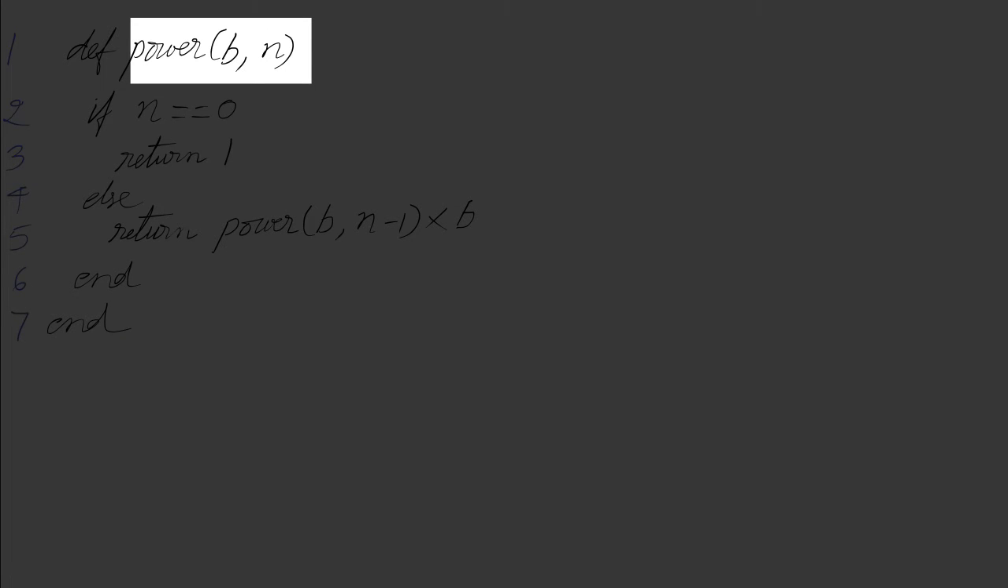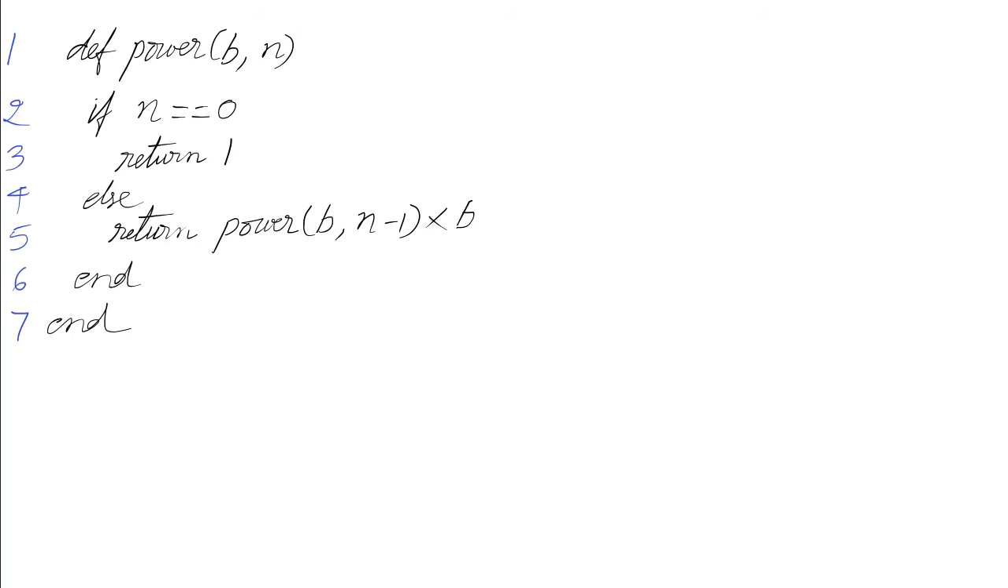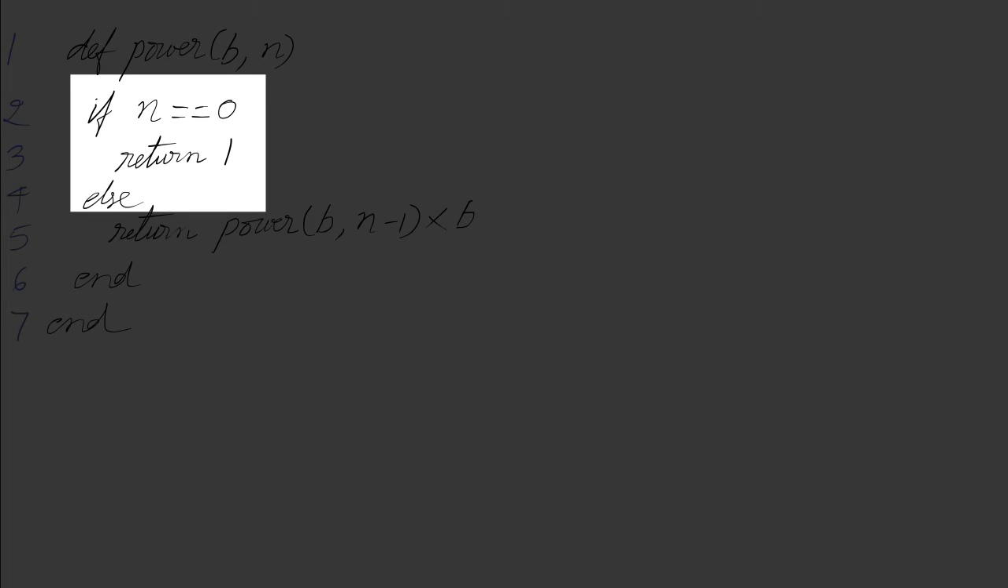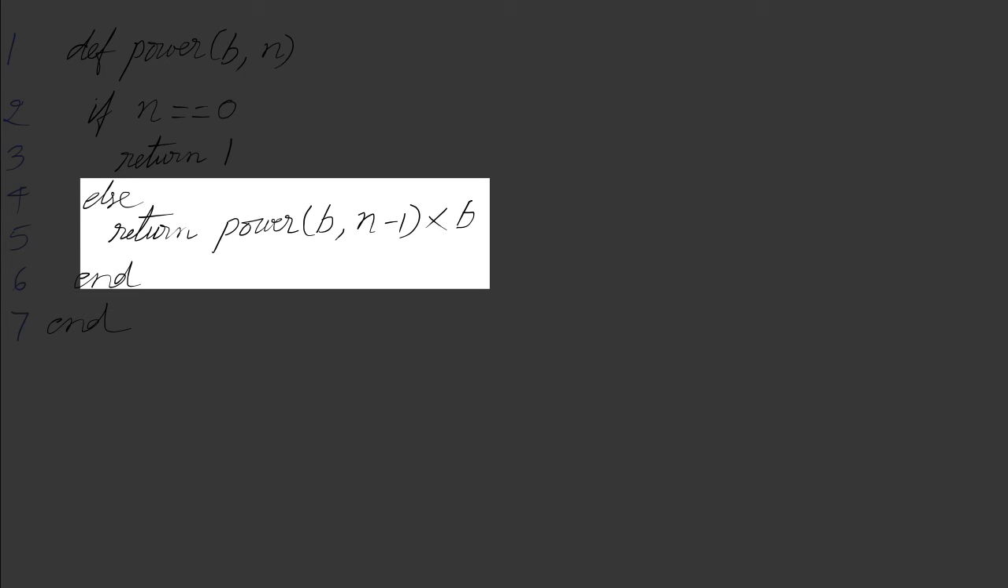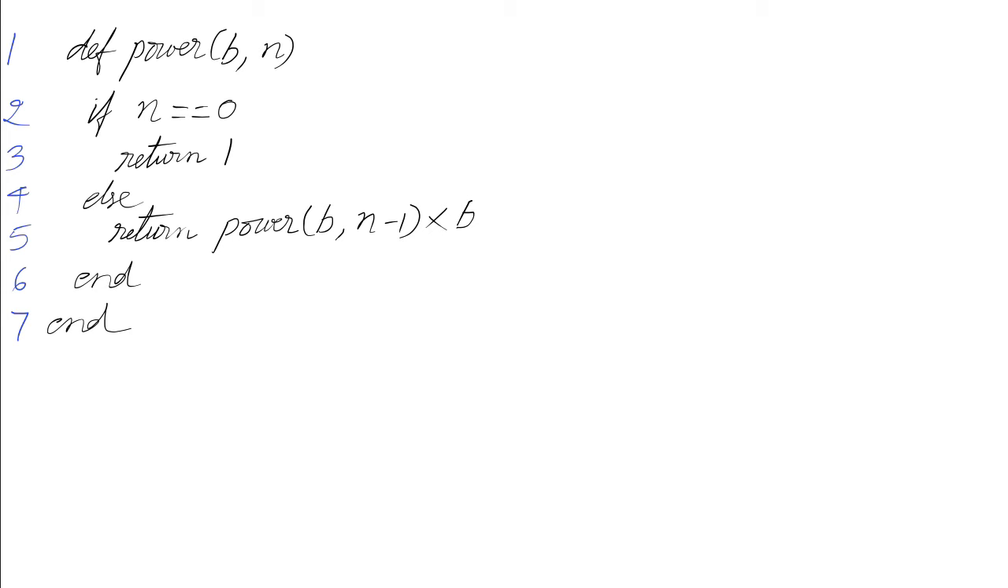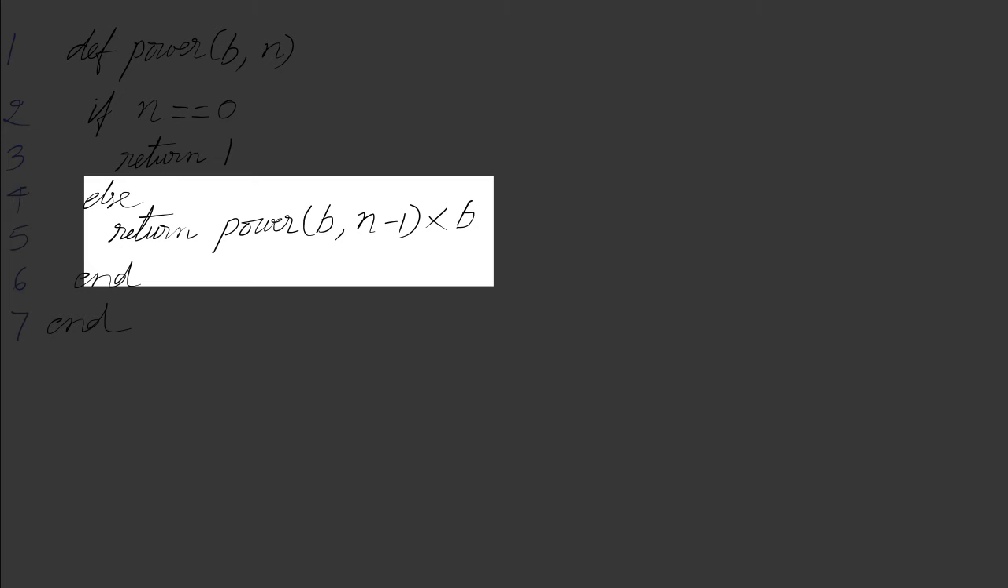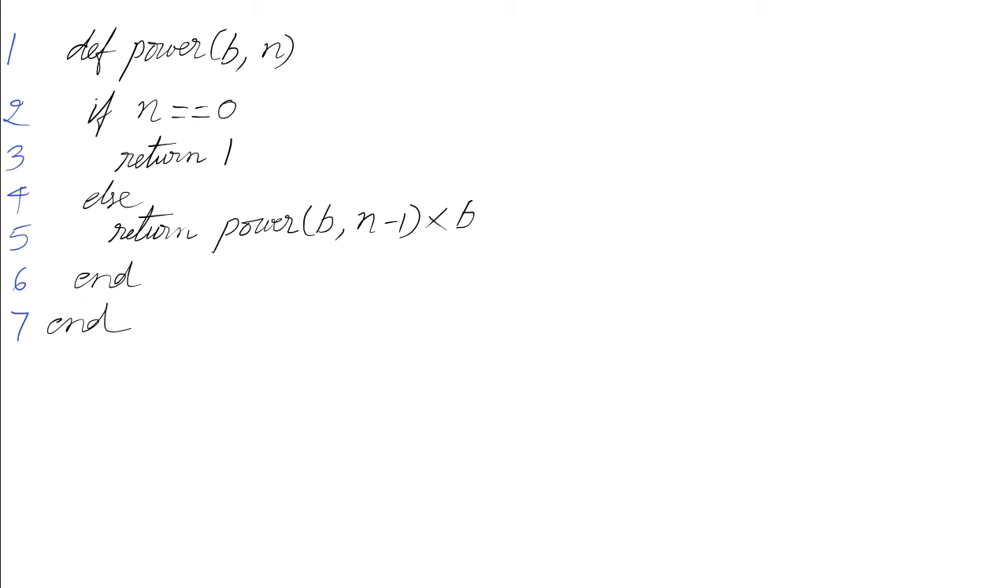The power method takes two parameters, b and n, the number and the exponent. In the base case, we check if n is 0. If so, we return 1. In the recursive case, we make a recursive call. We reduce n by 1 unit and multiply the result of the subproblem by b. The time complexity is linear with respect to n.